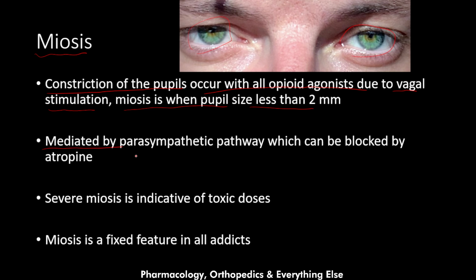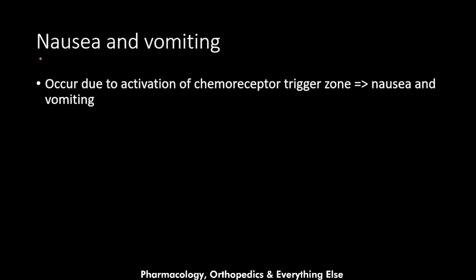It is mediated by the parasympathetic pathway, which can be blocked by atropine. And severe meiosis is indicative of toxic doses. So if the patient took a toxic dose of morphine, they would present with pinpoint pupils, which is severe meiosis. And meiosis is a fixed feature in all morphine addicts. Nausea and vomiting is another effect of morphine use. It occurs due to activation of the chemoreceptor trigger zone, which gives us the nausea and vomiting.